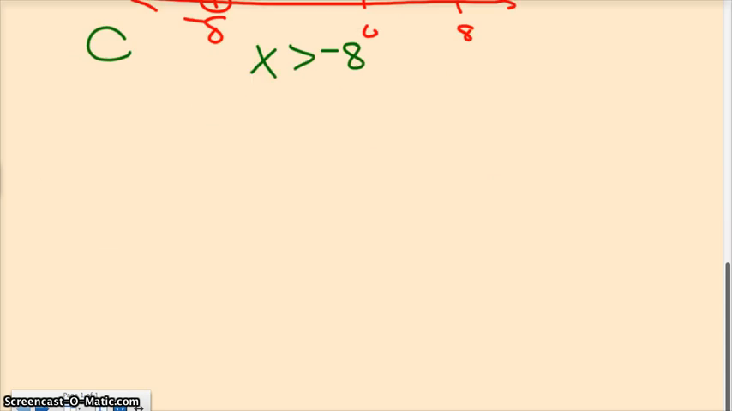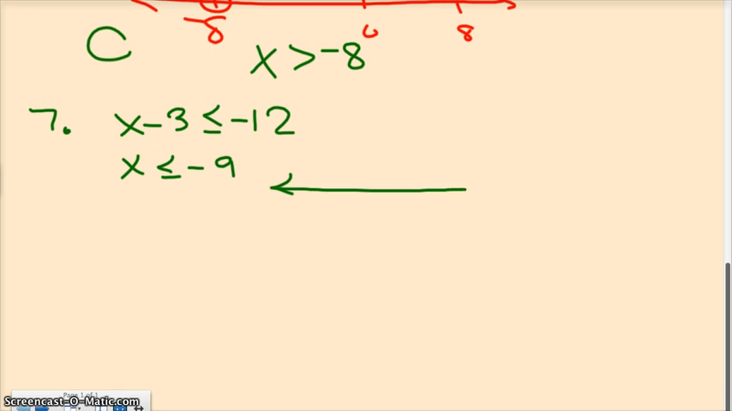Number 7. x minus 3 is less than or equal to negative 12. Add 3 to both sides. You get x is less than or equal to negative 9. And then you graph it. Well, I only have one that says x is less than or equal to negative 9. That's a D, letter D. But you should have a closed circle at negative 9. And it looks like I got a closed circle. If you look at your key, it shows a dot in between negative 8 and 12. And that's just representing that negative 9.